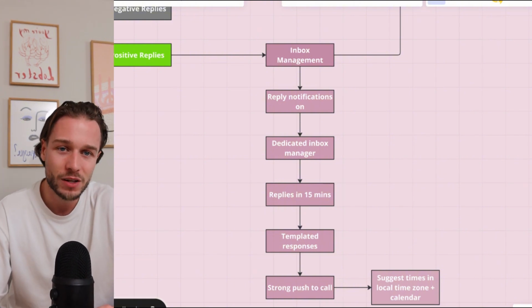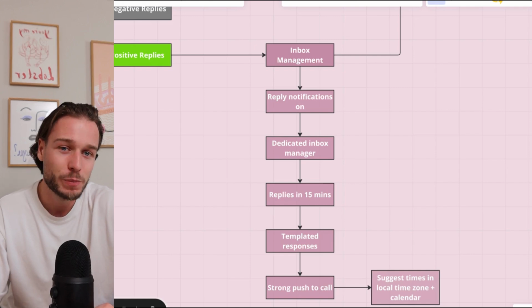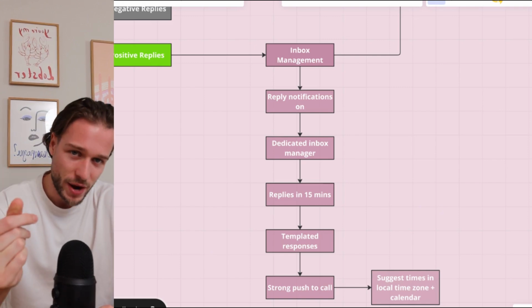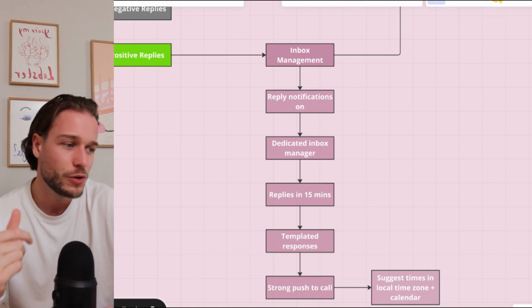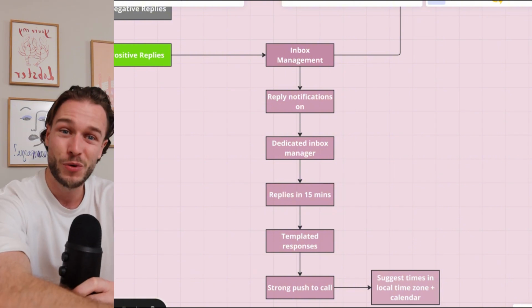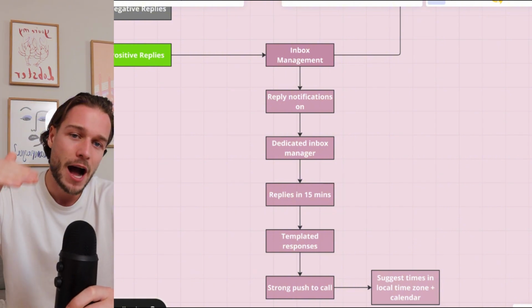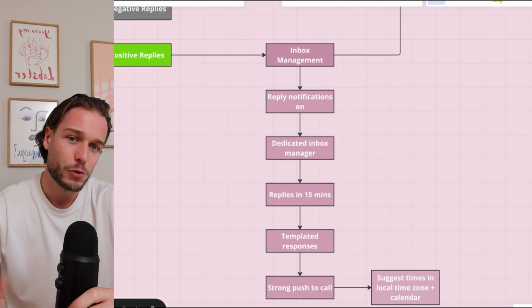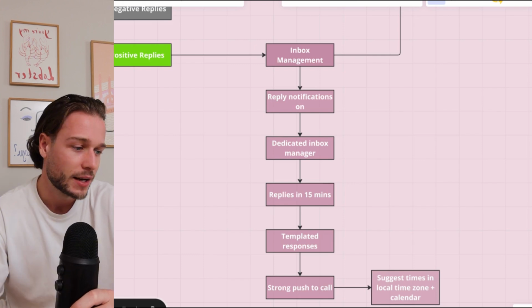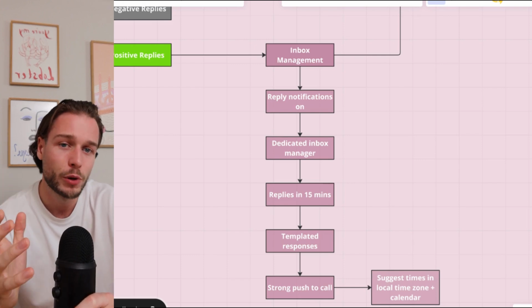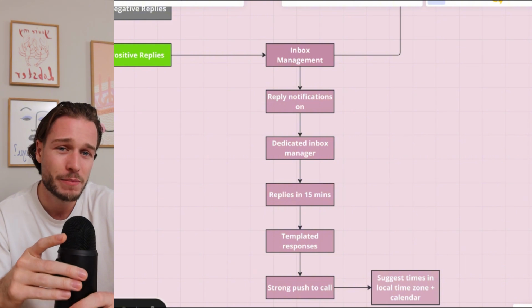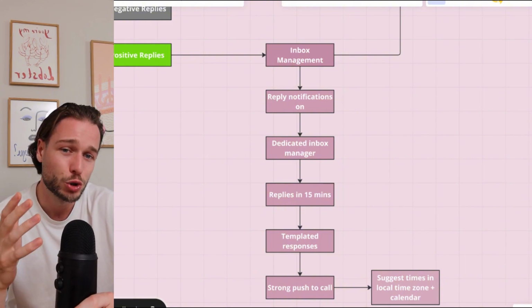So we template all of our common responses, so that our inbox manager can reply straight away. They're trained up on exactly how to do that. They've got a full workflow that looks just like what you're looking at right now, which shows them exactly how to respond depending on how the prospect responds, so they can do this really quickly, okay? And then again, we like a strong push to the call, okay? We don't like to mess around. We like to get them on a call straight away, okay?